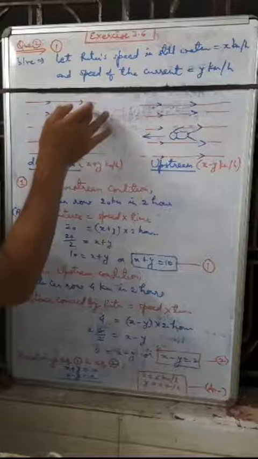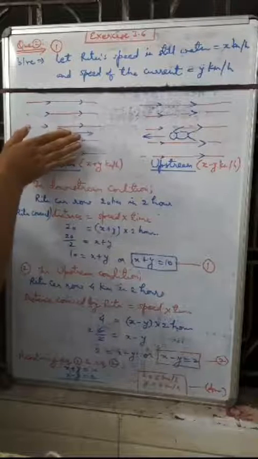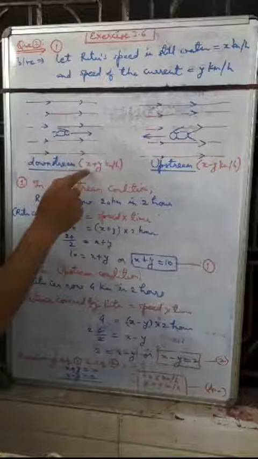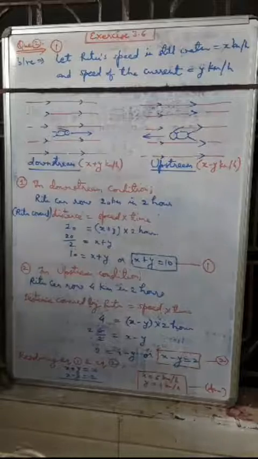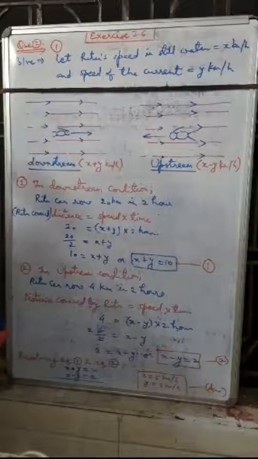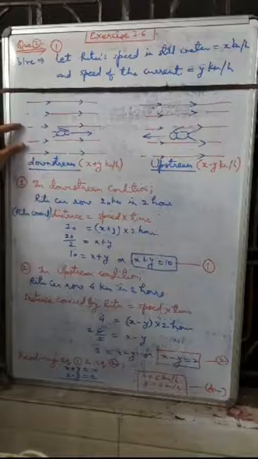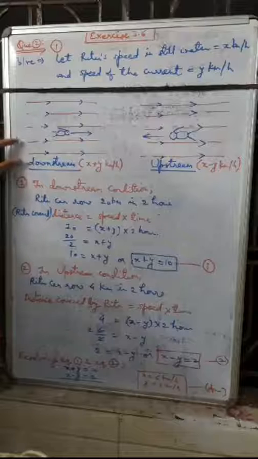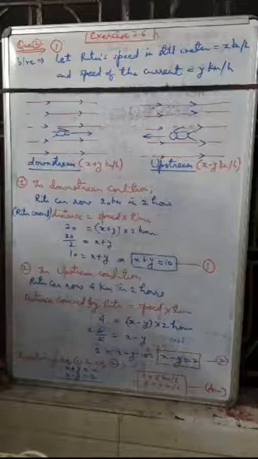When both kind of speed of current and speed of Ritu are same in direction, so the resultant speed is x plus y किलोमीटर पर आवर. तो कहने का मतलब ये है कि जब ऋतु की दिशा और पानी के बहने की दिशा दोनों एक समान है, तो इस कंडीशन में, मतलब डाउन स्ट्रीम कंडीशन में ऋतु की स्पीड क्या हो जाएगी, x प्लस वाई किलोमीटर पर आवर.